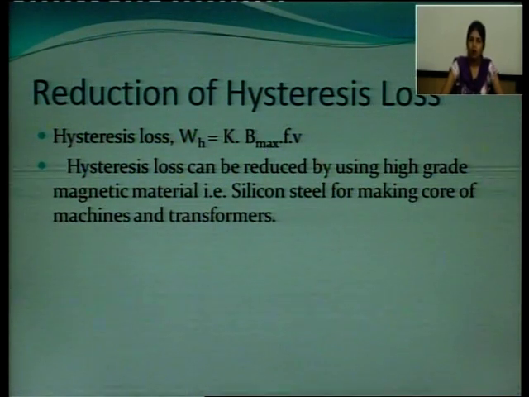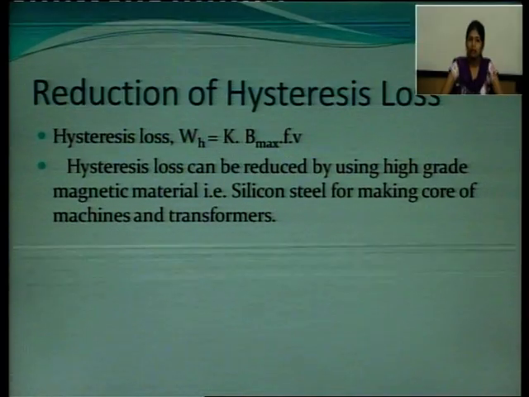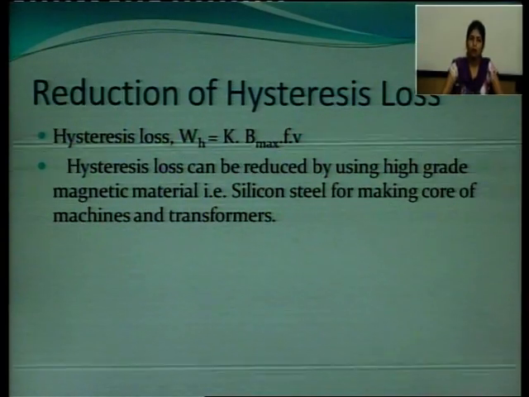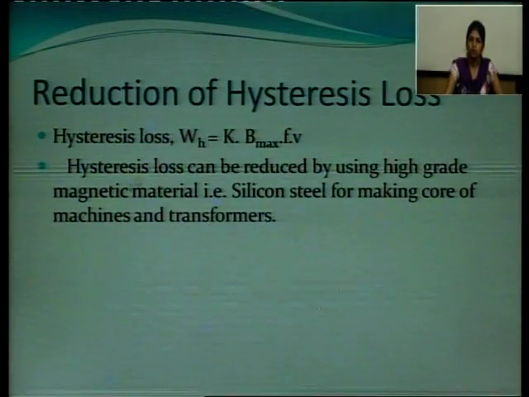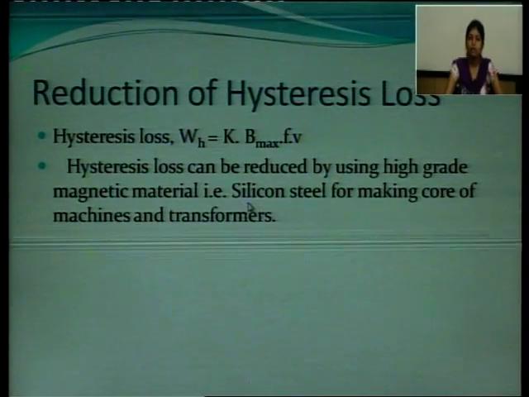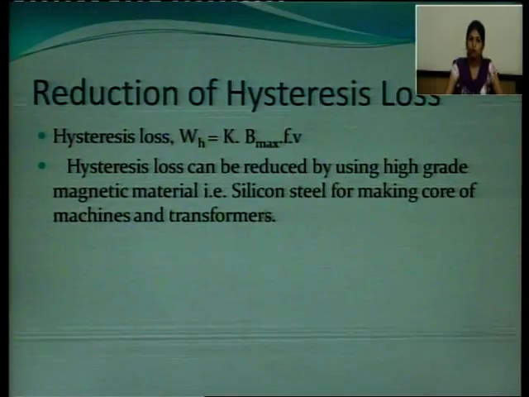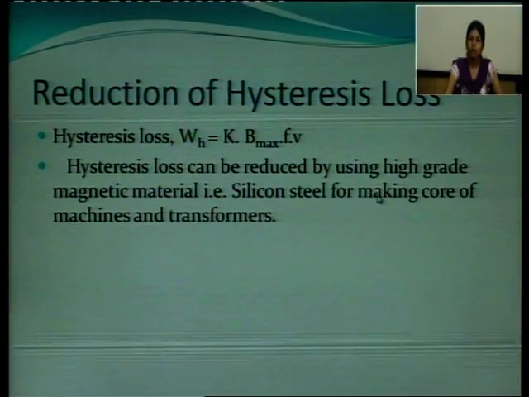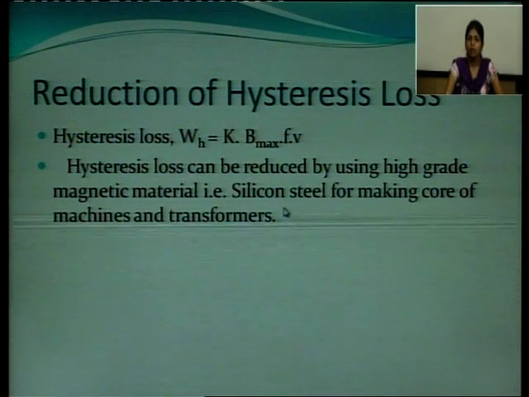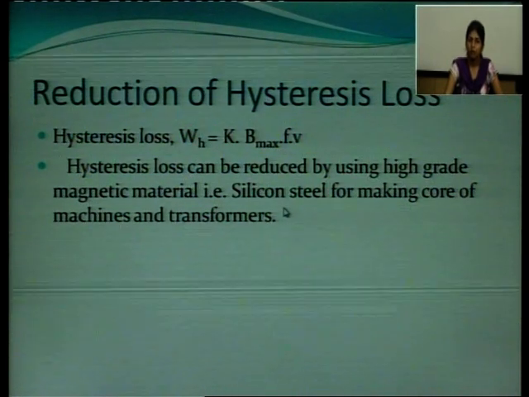Now hysteresis loss is directly proportional to B maximum to the power 1.6, F and V, multiplied by K, where K is the hysteresis constant. So hysteresis loss can be reduced by using high grade magnetic material, that is silicon steel. If we use silicon steel for making the core of the machine and transformer, then the hysteresis loss can be minimized.